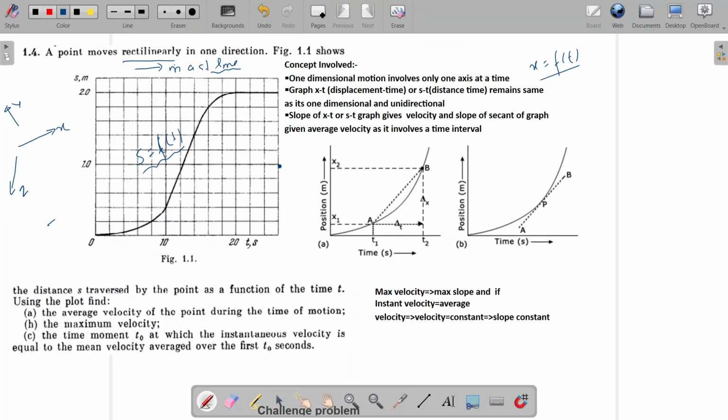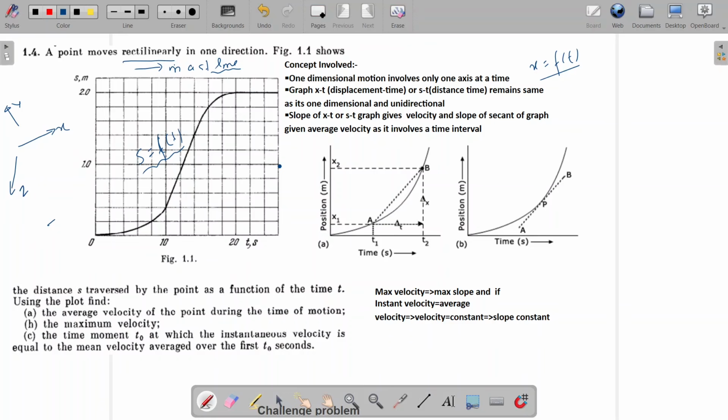On a similar concept, we studied one more problem in our previous video. If you want to understand the application of this concept in a deeper way, you can refer to that problem also. But for the time being, let's focus on this problem. We need to find, first, the average velocity of the point during the time of motion; second, the maximum velocity; and third, the time at which the instantaneous velocity is equal to the average velocity.